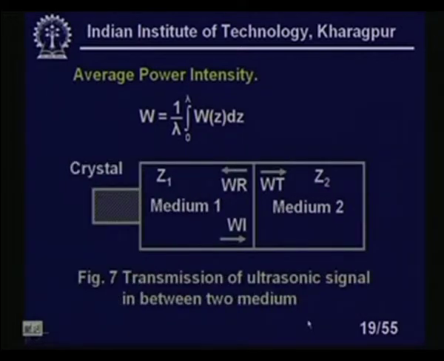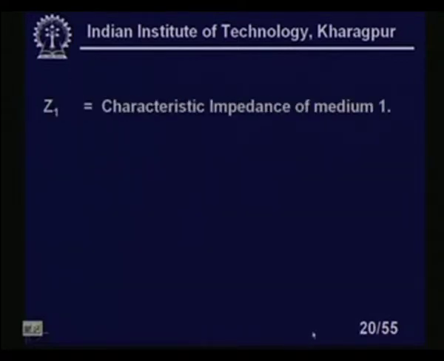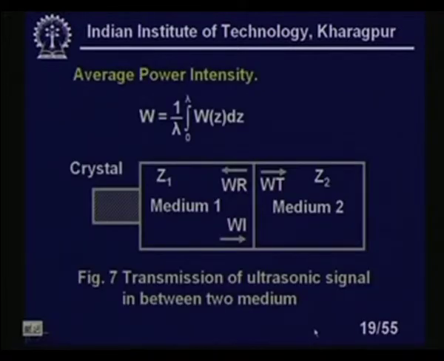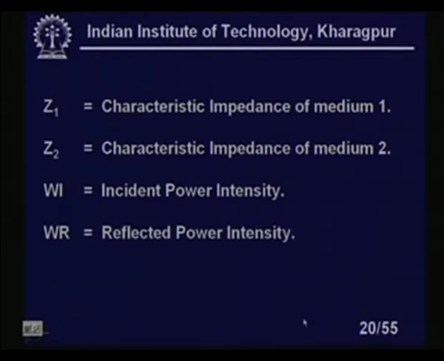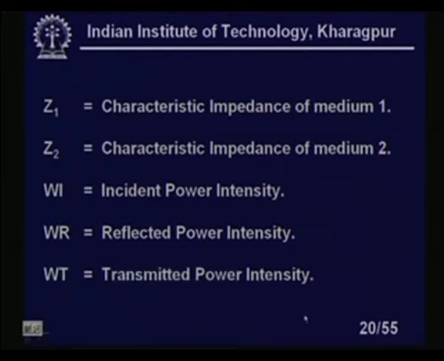It looks like this. You see the transmission of ultrasound signal between two media. Okay. You see medium 1 and this is medium 2. These are crystals. Okay. These are reflected waves. We will see the notations. Where Z1 is the characteristic impedance of medium 1. What is Z1? Okay, this is Z1. Z2 is the characteristic impedance of medium 2, right? And Wi is the incident power intensity, Wr the reflected power intensity, and Wt is the transmitted power intensity.